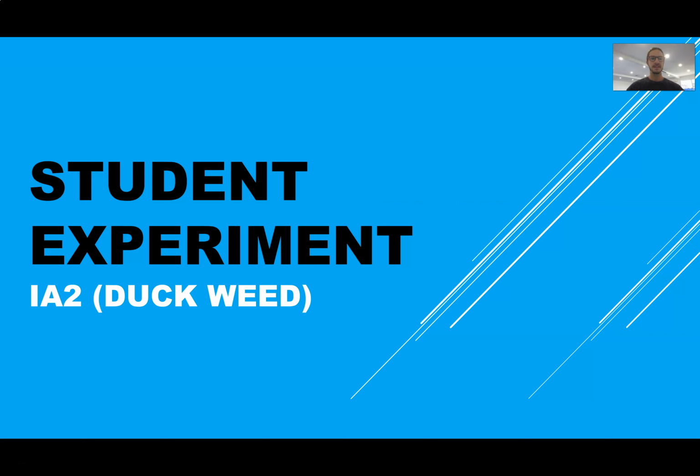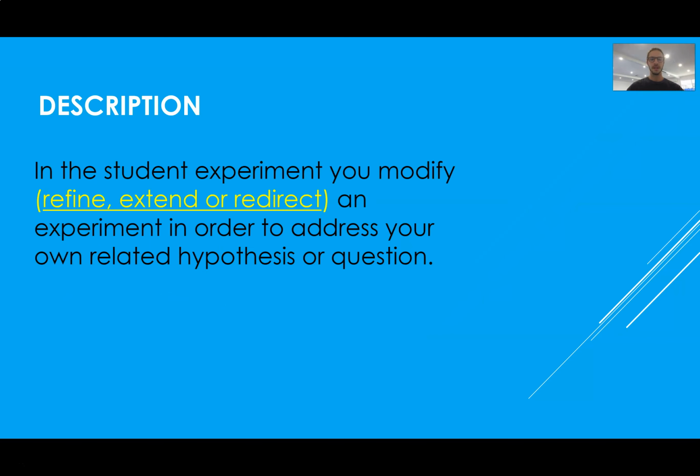Coming to you today to talk about the student experiment, so IA2. This task involves you modifying an experiment, that's the duckweed one, in order to address your own related research question. So you can modify an experiment by refining, extending, or redirecting. So let's look at what that may look like for you.